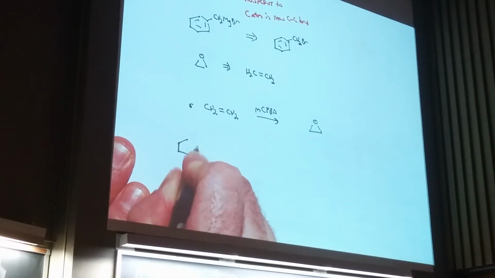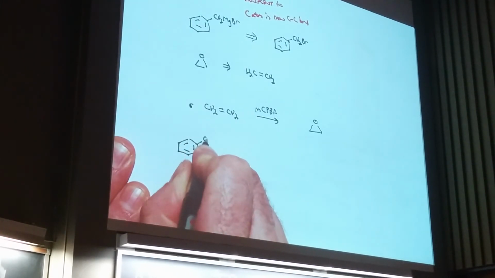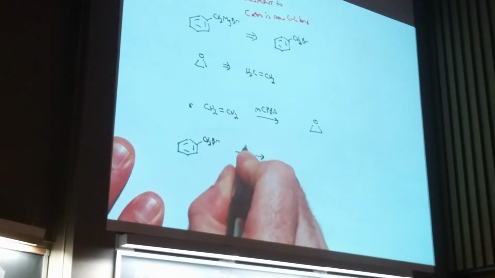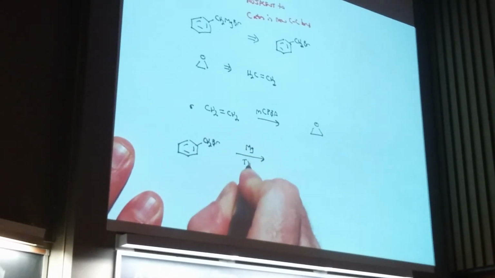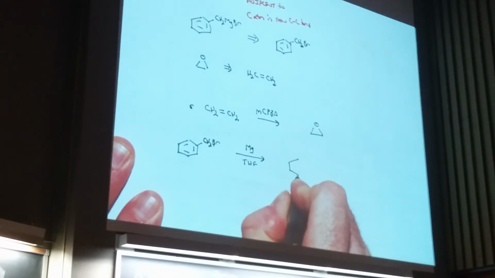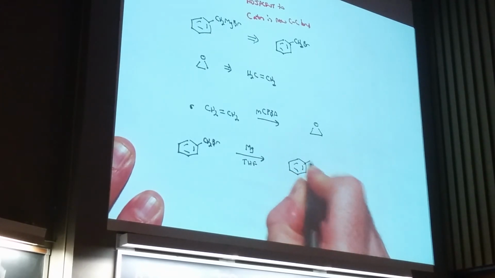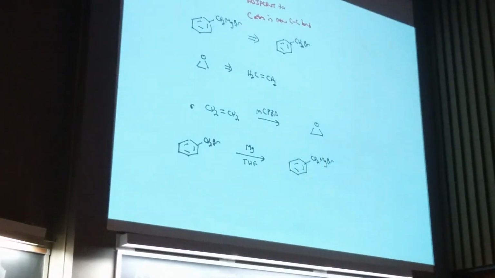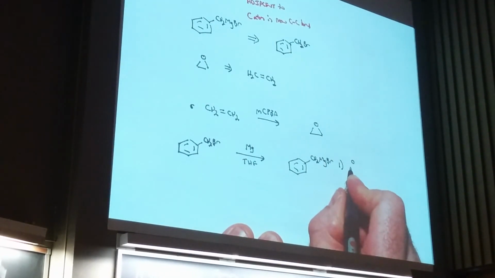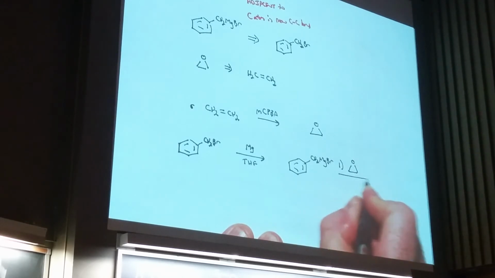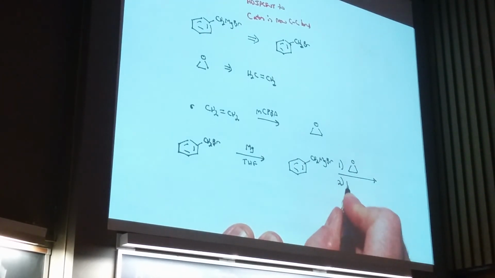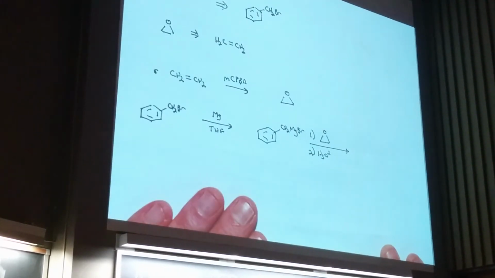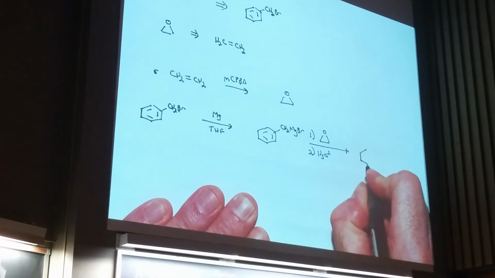Then we take the benzyl bromide, magnesium and ether or THF. That gives us our Grignard reagent. Once we have the Grignard, we can throw in the epoxide. Then we have to work it up in aqueous acid. Remember, Grignard reagent is very strongly basic. The acidic workup needs to be in the second step.